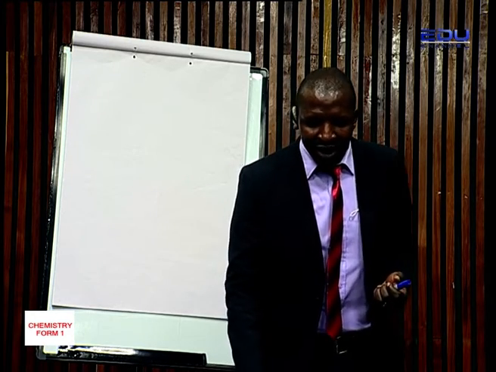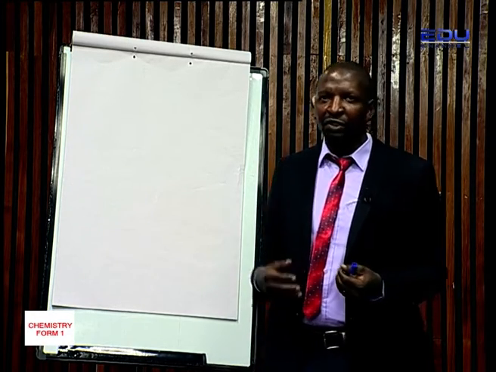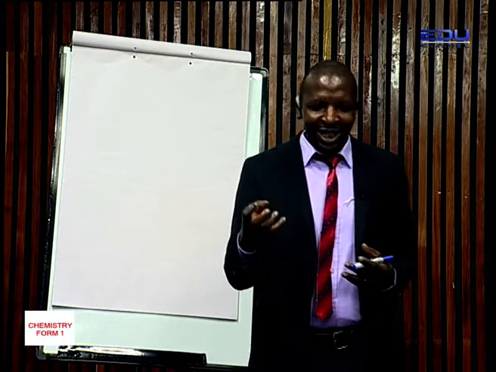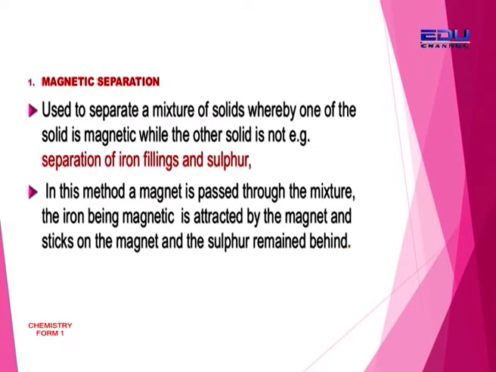So let's now look at the first method of separation, and we have magnetic separation. Magnetic separation is simply used to separate a mixture whereby one of the components of the mixture is ferromagnetic. It is magnetic. That's what we mean by the property. So the property that makes it possible to use magnetic separation is the fact that one of the components of that particular mixture must be magnetic.